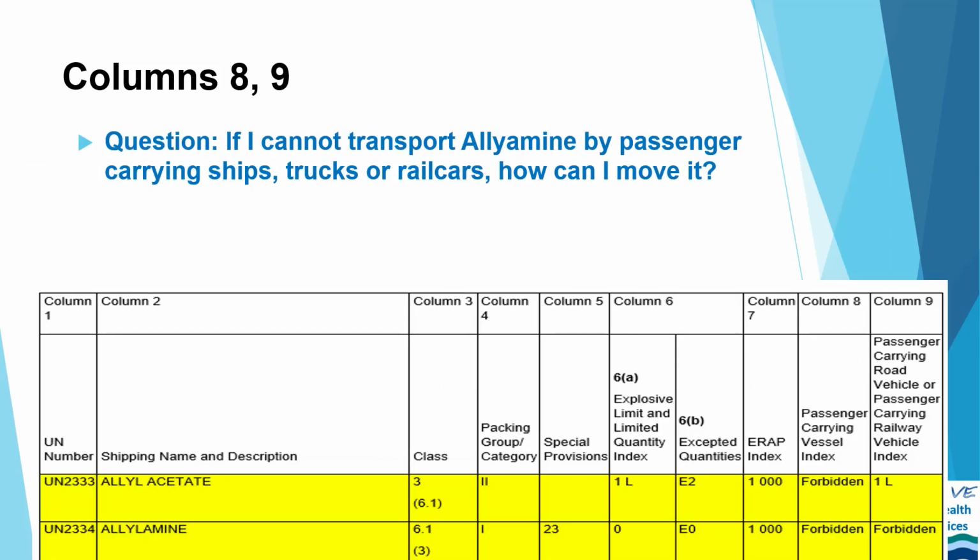A question now. If you cannot transport allylamine by passenger carrying ships, trucks, or rail cars, how can I move it? A very simple method: don't carry passengers. The regulations do not say it cannot be transported by a vessel. It just says it can't be transported by a passenger carrying vessel.